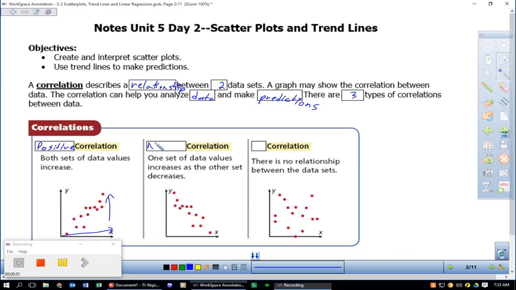Second is negative correlation. Negative correlation means that as one set of values increases, as you go from left to right, our data is actually going down. It's decreasing. So it kind of ties in with yesterday: increasing, decreasing, stays the same. And then the last one is no correlation, which isn't really a correlation, but it means that there's no relationship. As you go from left to right, who knows what happens with the y values? They're just not going anywhere specific.